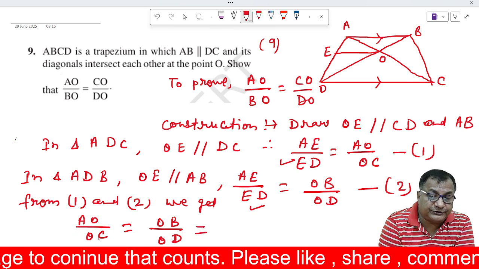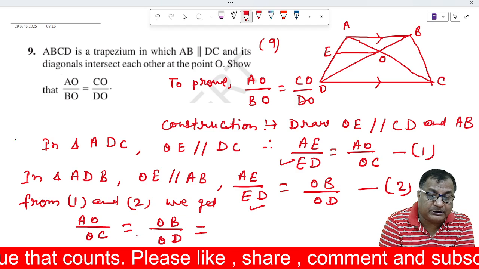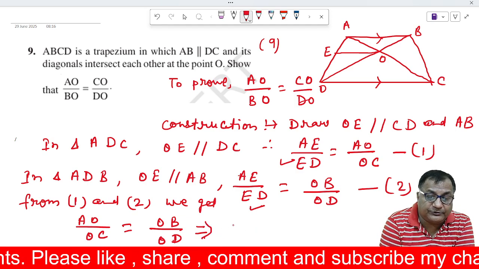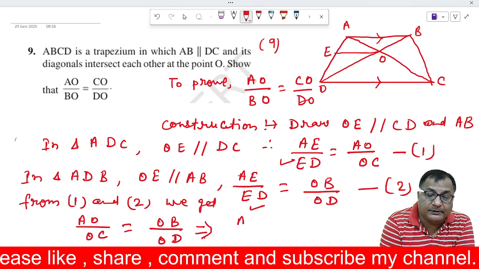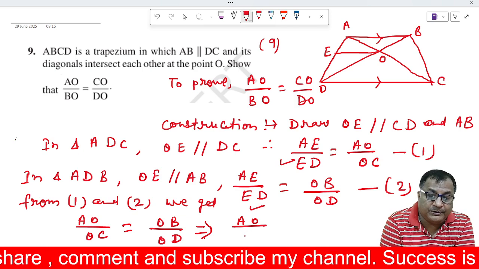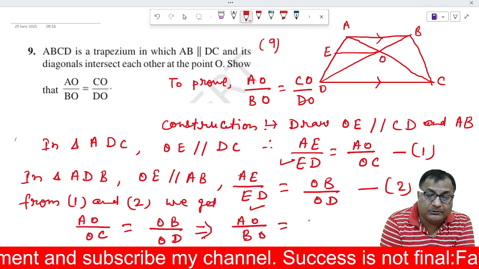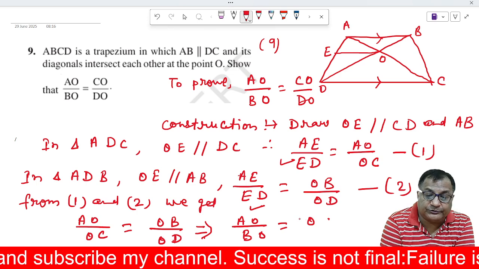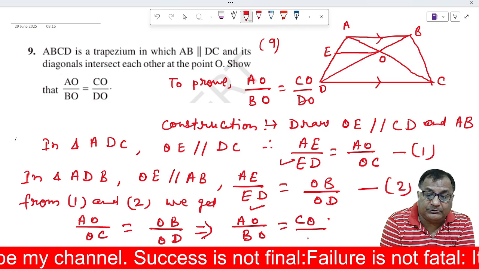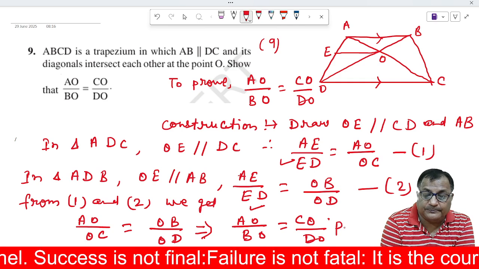If we change, OC will come this side, so this will multiply and OB will come down. We can write this AO divided by OB, or BO, is equal to OC, or CO we can write, divided by DO. Hence proved.